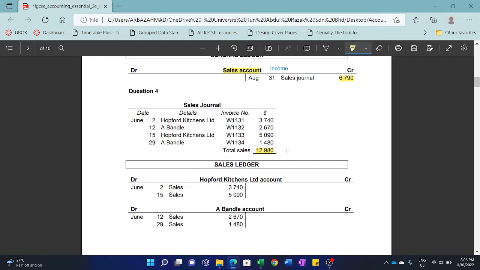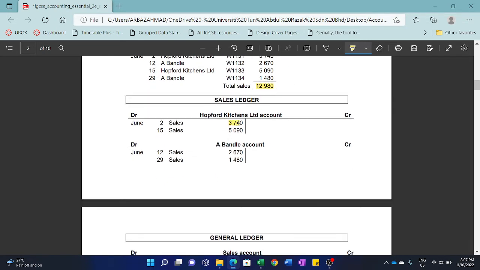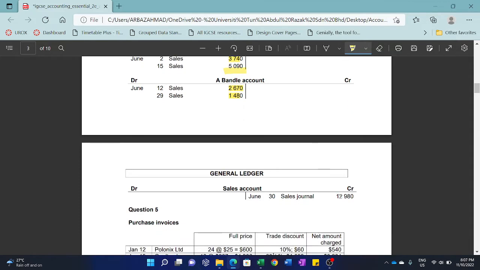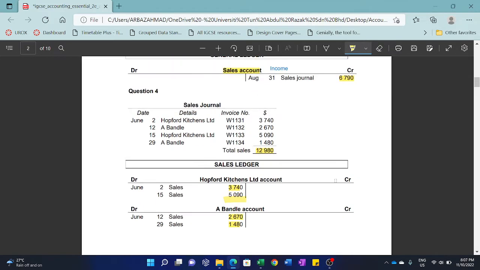Question 4, your total should be this one, and these are the values you should be checking back. Usually how the marks are allocated is you will have 1 mark for dates. If you get all the dates right, you will have 1 mark, and 1 mark for each transaction. So let's say here we have 4 transactions. This question will have 5 marks because 4 for the transactions and 1 for dates.